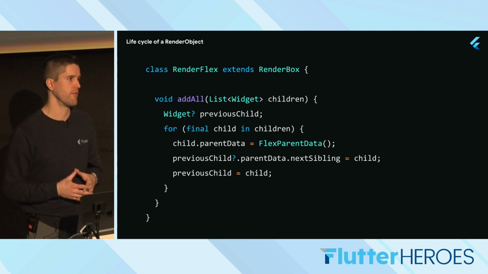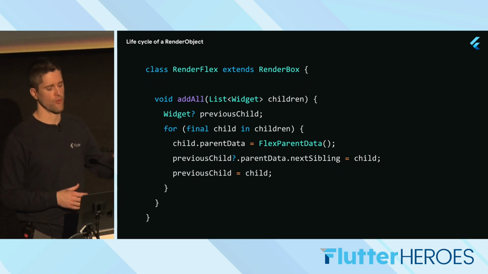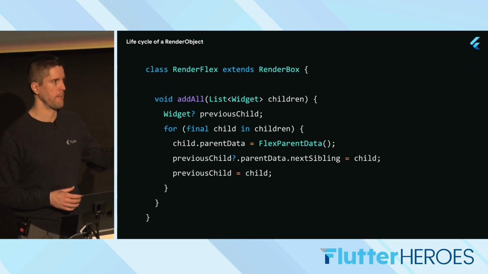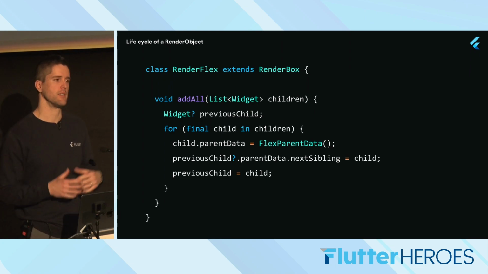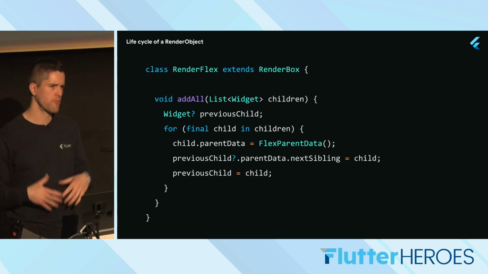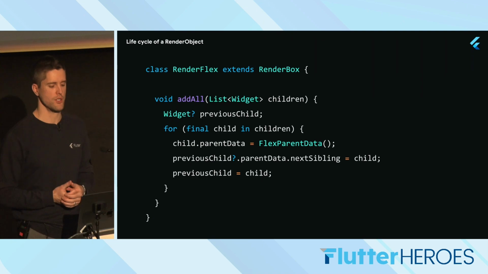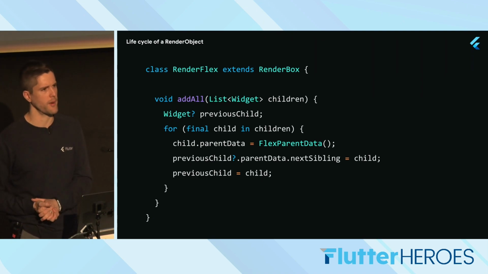But here's an example of this for the RenderFlex render object, and this sits behind column and row. And we can see here that the RenderFlex object is using ParentData to cache the order of its children. And then more generically, render objects will often use ParentData to store their children's layout and sizing information, anything like that.